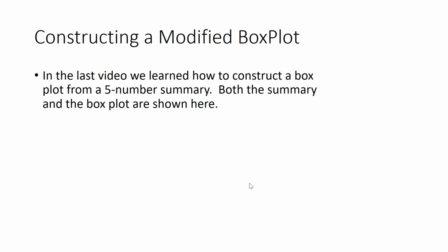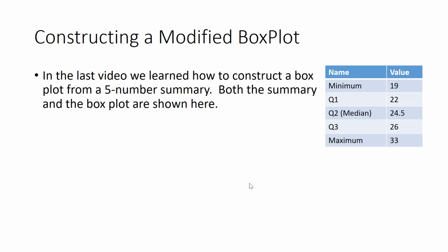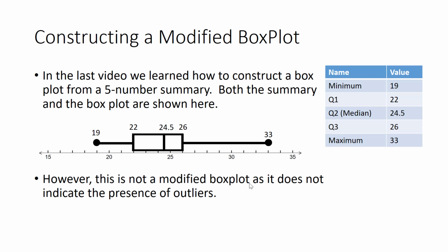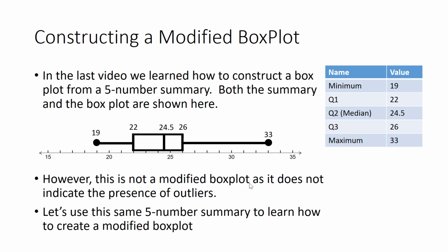In the last video, we learned how to construct a box plot from a 5-number summary. Both the summary and the box plot are shown here. However, this box plot is not a modified box plot as it does not indicate the presence of outliers. Let's use the same 5-number summary to learn how to create a modified box plot.